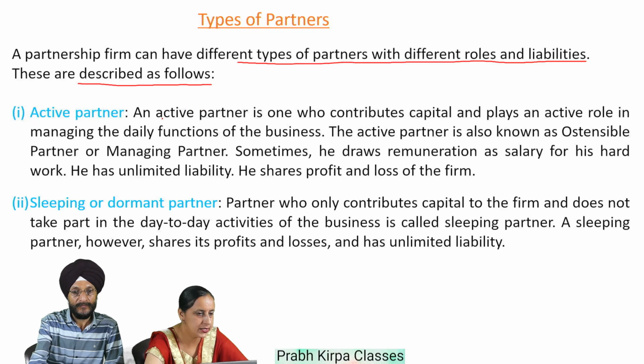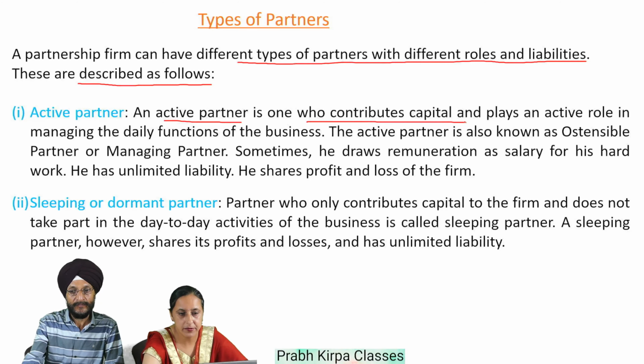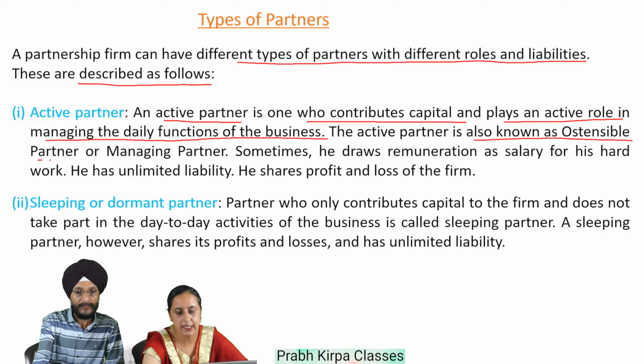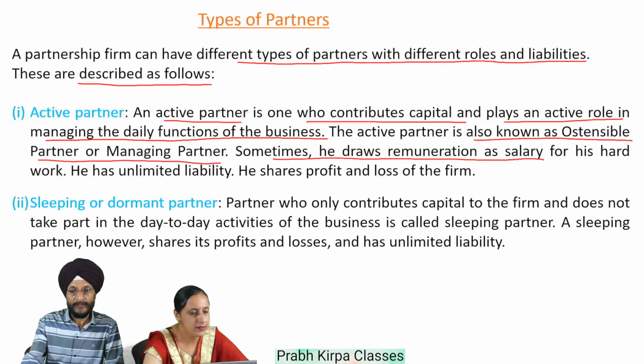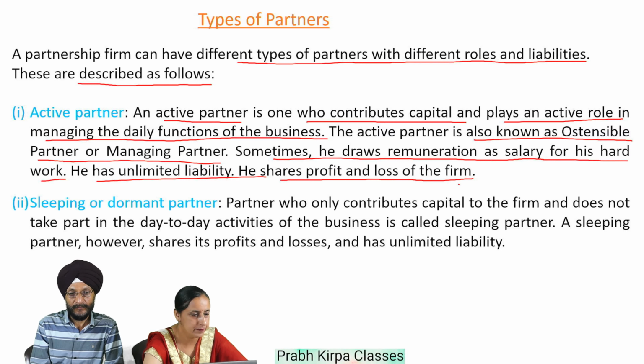Number one, active partner. An active partner is one who contributes capital and plays an active role in managing the daily functions of the business. The active partner is also known as ostensible partner or managing partner. Sometimes he draws remuneration as salary for his hard work. He has unlimited liability. He shares profit and loss of the firm.